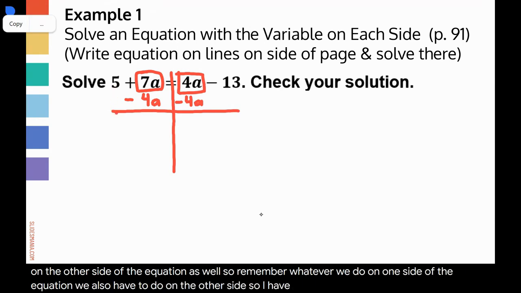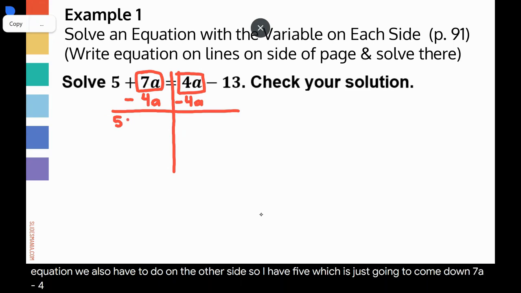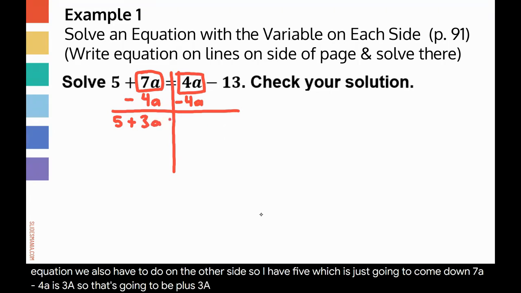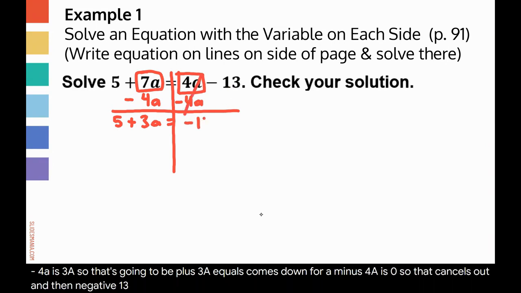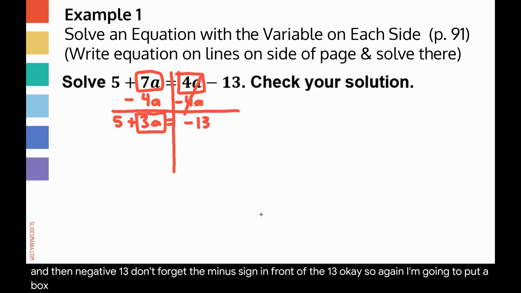So I have 5, which is just going to come down. 7a minus 4a is 3a, so that's going to be plus 3a. Equals comes down. 4a minus 4a is 0, so that cancels out. And then negative 13. Don't forget the minus sign in front of the 13. Okay, so again, I'm going to put a box around my variable. So I'm putting a box around the 3a.